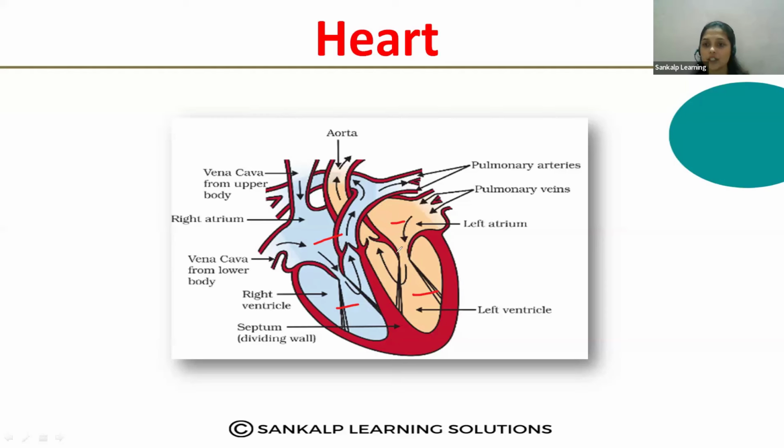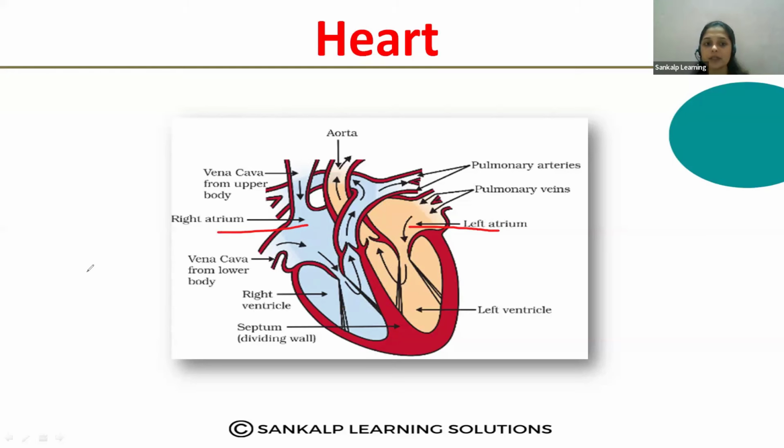How many chambers are there in the human heart? There are four chambers in the human heart. The upper chambers are called atria and the lower chambers are called ventricles. This is the right atrium and this one is the left atrium. The atria are divided into two types, left and right atrium.